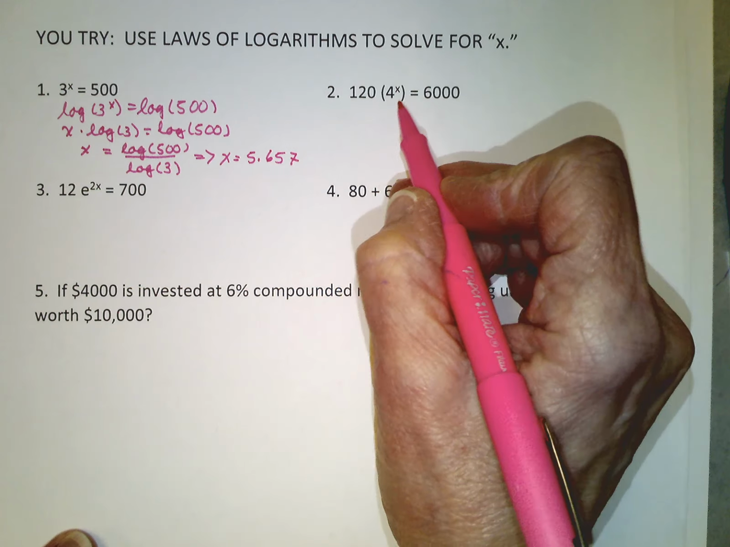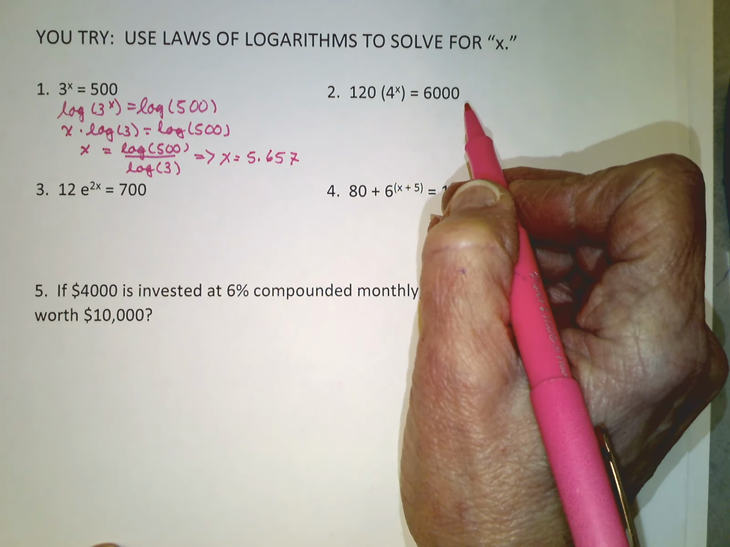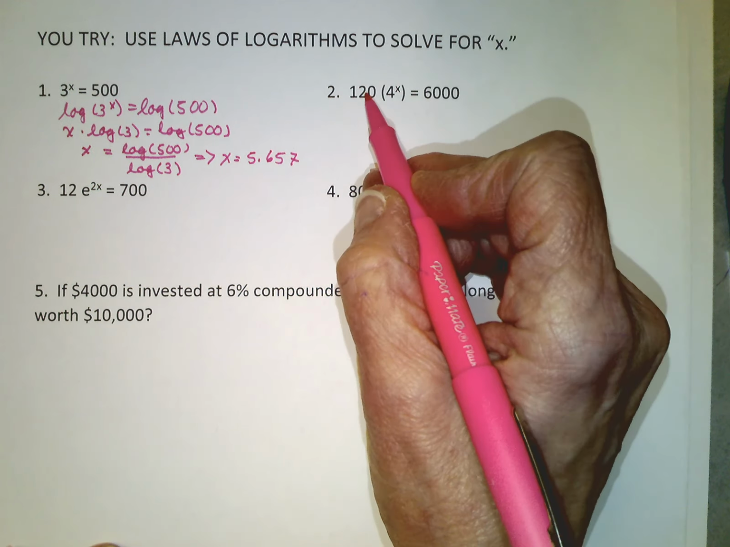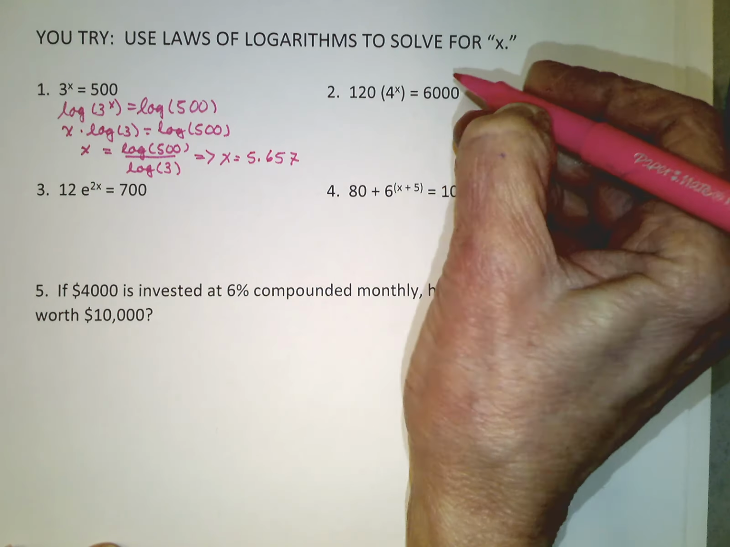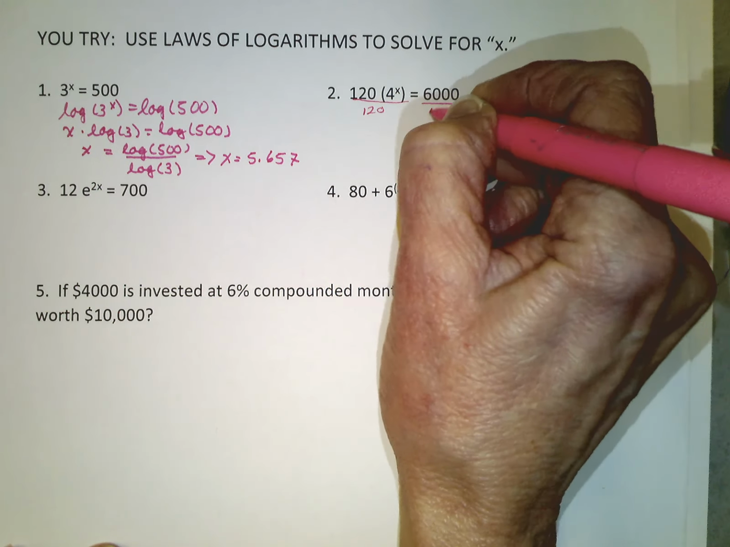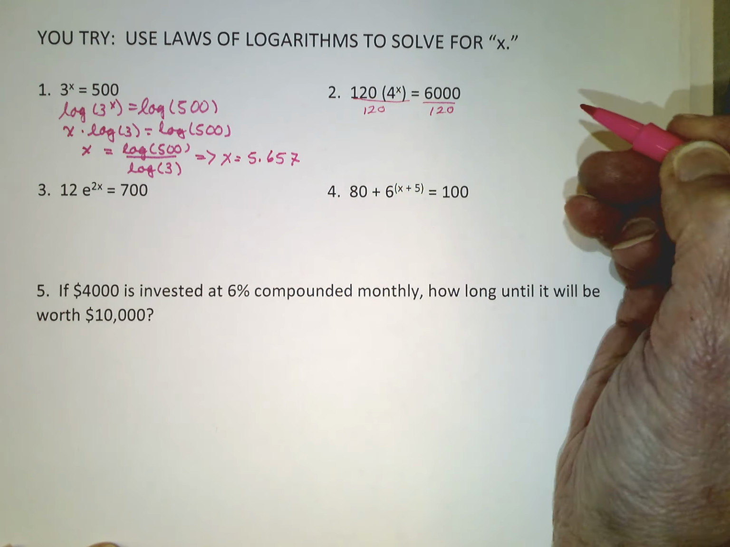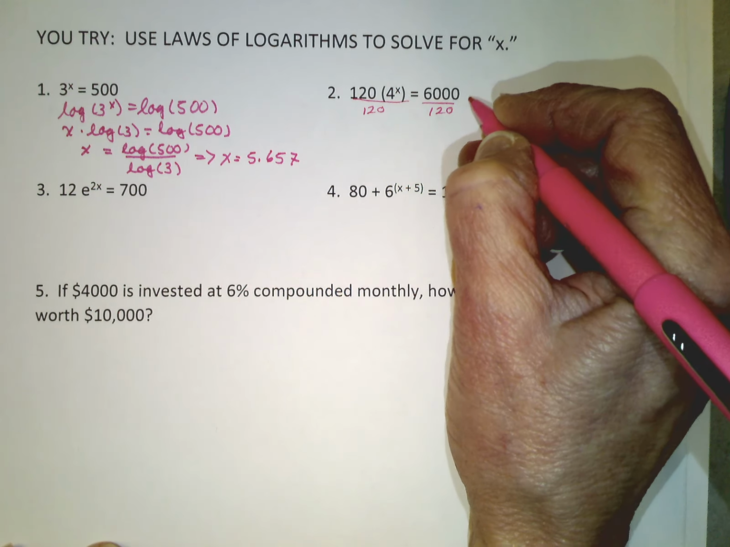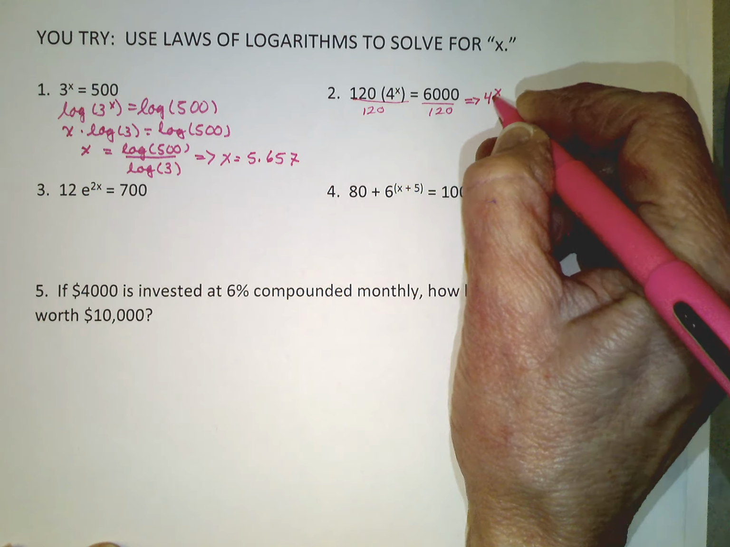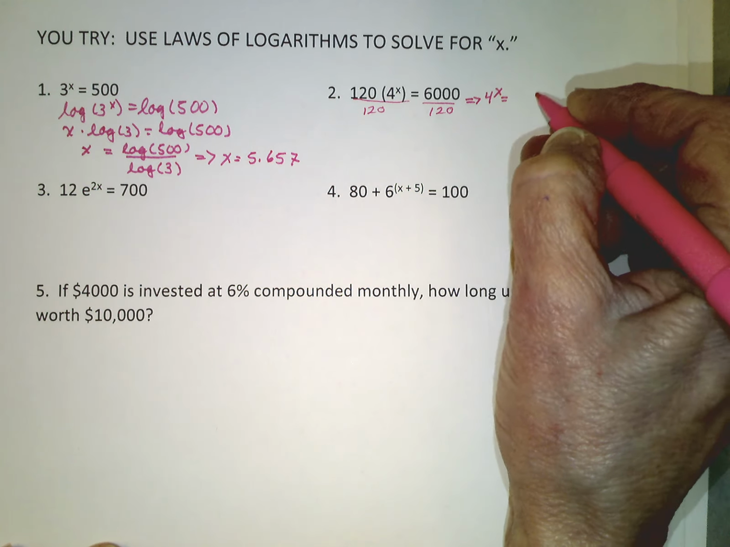Number 2, it was not ready to take the log or the ln of both sides because it was being multiplied by 120. So the first thing we had to do was divide both sides by 120. And that tells us that 4 to the x equals 50.